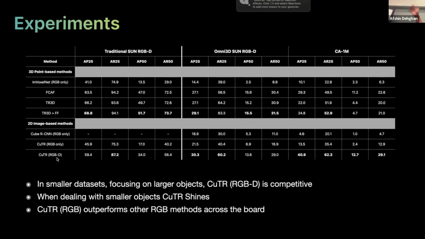On the left, you can see the traditional SUN RGB-D benchmark that is widely used in 3D object detection. It's only 10 classes, with large objects. And this is where these point-based methods really shine. They show their power, and they can do really well. You can see that CuTR is not really beating them, but it's still pretty competitive. But CuTR is doing pretty well when we compare with ImVoxelNet. And then when we go to the second part, we are now adding more classes.